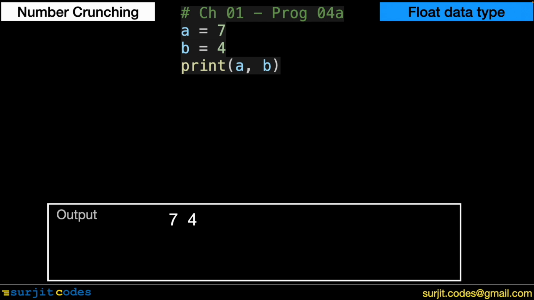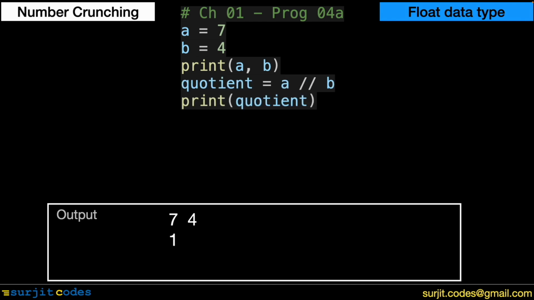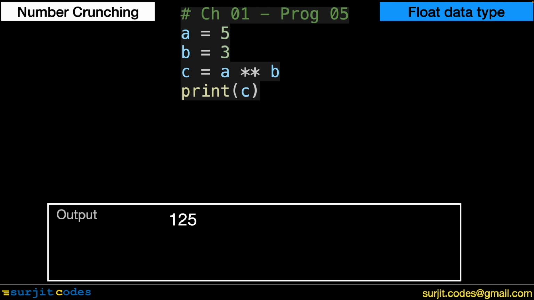Sometimes the requirement is to find the quotient and remainder in an integer division. We know that when we divide 7 by 4, quotient is 1 and remainder is 3. Operator double slash gives us quotient of the integer division, while percentage gives us the remainder in the integer division. Both quotient and remainder belong to integer class.